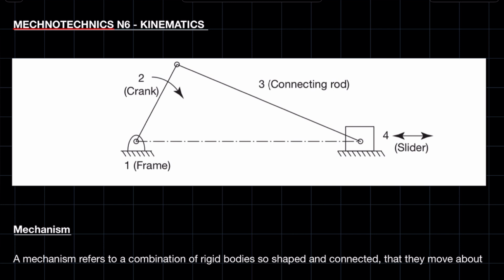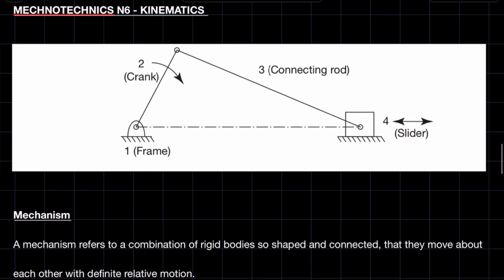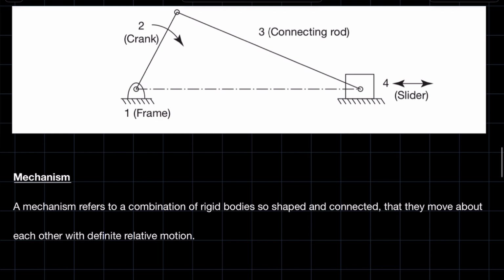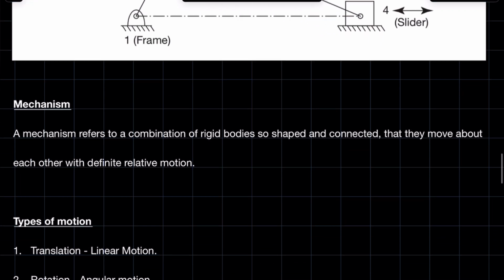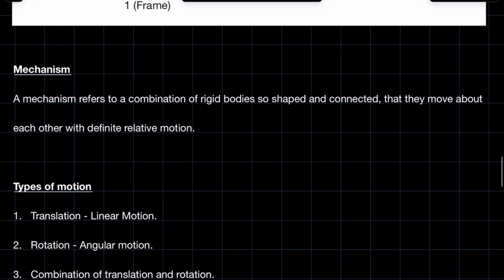How do we define a mechanism, right? Now, there's many ways we can define mechanisms, but essentially it is a combination of rigid bodies so shaped and connected that they move about each other with definite relative motion, right? Now, I'm going to demonstrate what I mean by this definition, but before I do so, let's have a look at types of motion, right?